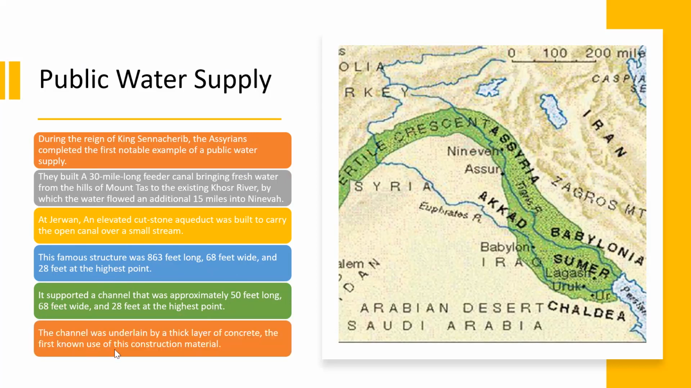So 50 feet long, 68 feet wide, and 28 feet at the highest point. The channel, salurannya itu, ya, pondasinya was underlain, diberikan pondasi by a thick layer of concrete, the first known use of this construction material. So the channel is actually the first known use of beton. Concrete is beton, bukan nyata ya.